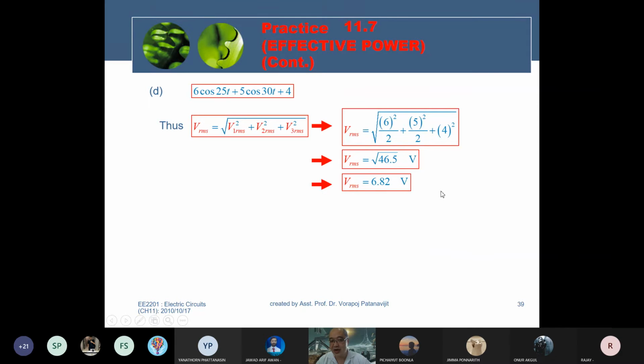The last one is this term. It provides 3 components that again have different frequencies. For the first one, omega equals 0. The second term is omega equals 25. The third term, omega equals 30. You use the same formula: the VRMS of the first frequency, the second frequency, and the third frequency. Divide by square root 2, or divide by 2 for the squares, take the sum of all, and take the square root in the final step.